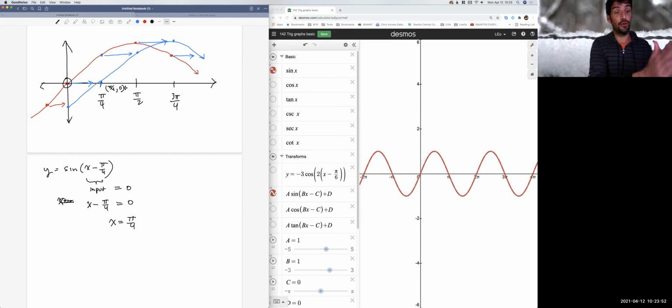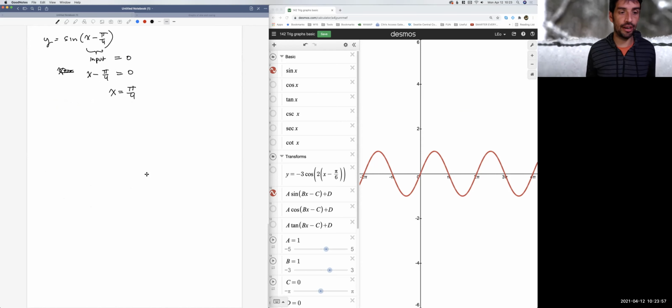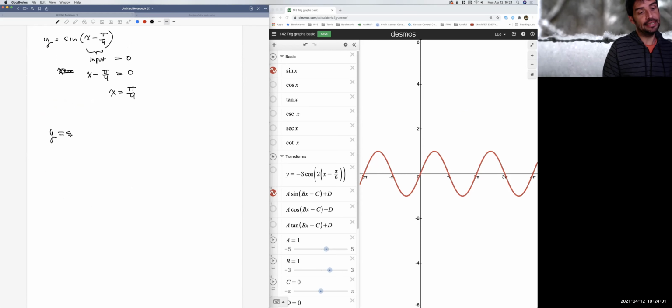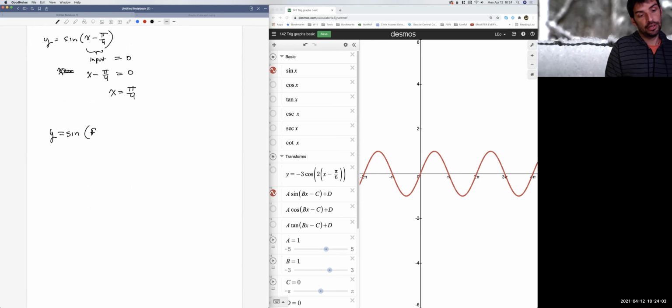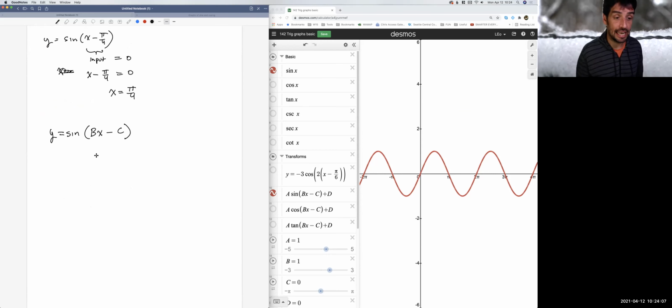My c was pi over 4. I phase shifted pi over 4. However, let's think more generally. When we combine these transformations, let's play the same game.